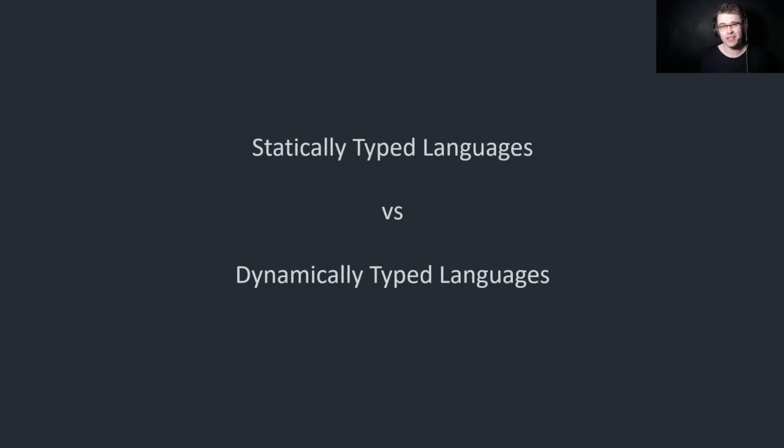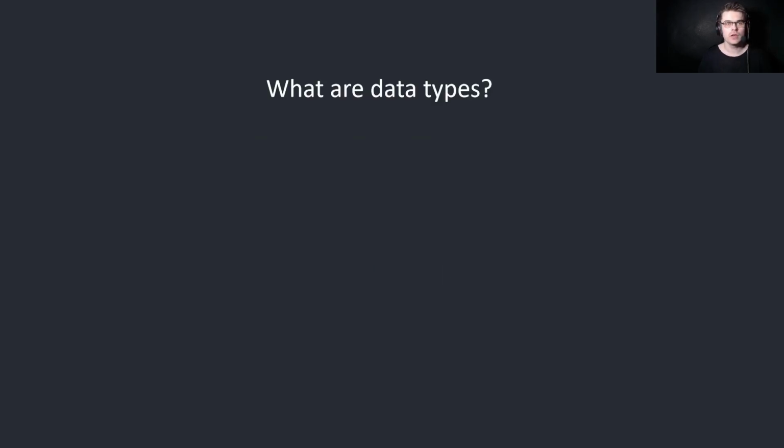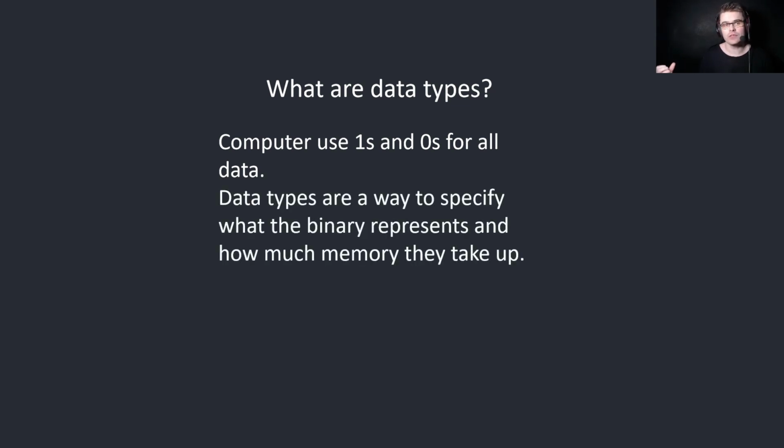This is Coding Concepts. Today we're going to cover statically typed languages and dynamically typed languages. So first of all, what are data types? Computers use ones and zeros, known as binary, for all data. Data types are a way to specify what binary represents and how much memory it takes up. So you have loads of ones and zeros, like where does one thing start, where does one thing end?